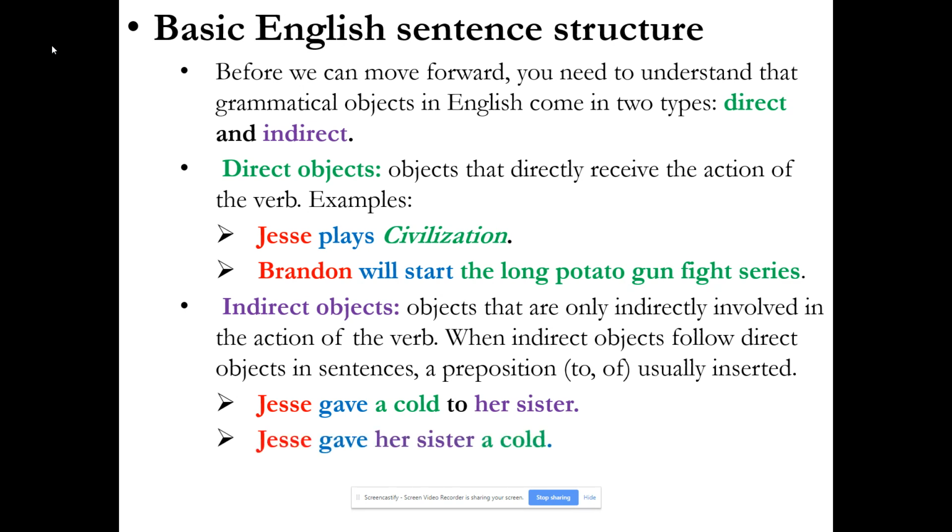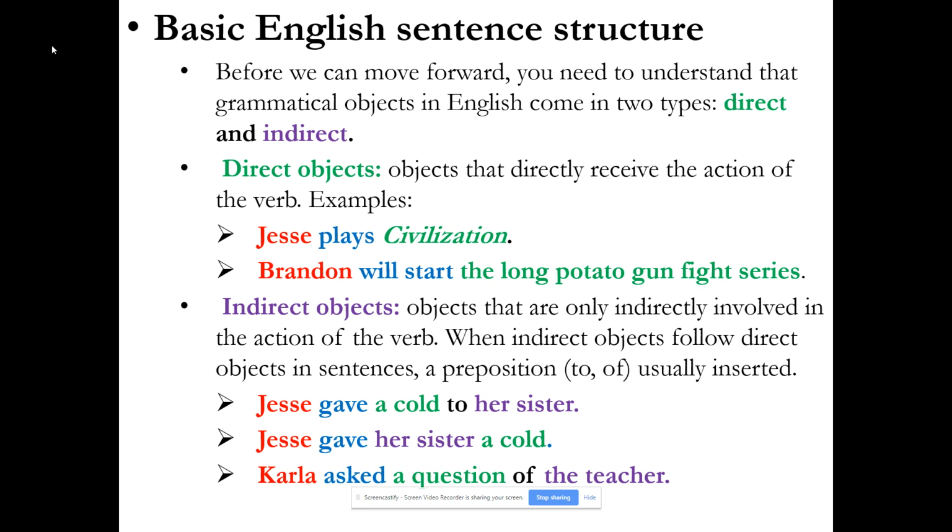So we could also say, excuse me, Jessie gave her sister a cold, right? Now, in day-to-day speech, this syntactical structure is actually much more common. People default to this structure: subject, verb, indirect object, direct object, with no preposition, more often. So even though we switch them, her sister is still our indirect object, and a cold is still the thing that was given, so a cold is still the direct object.